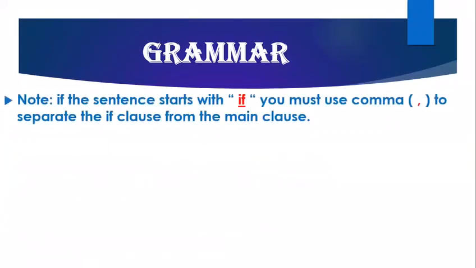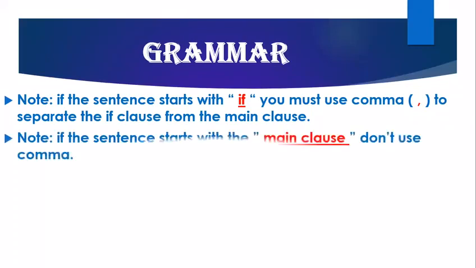Okay, note. We have a note here. Look, teacher: if the sentence starts with if, you must use a comma to separate the if clause from the main clause. So if the sentence starts with if, use a comma after the if clause and before the main clause. Why? What's the reason? To separate the if clause from the main clause.